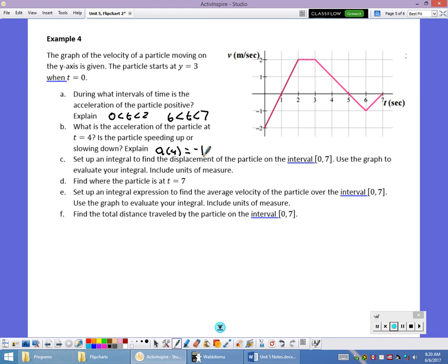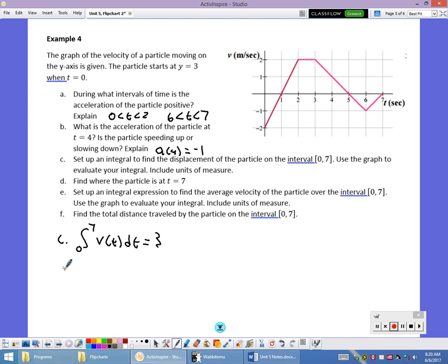The next one, I want to know the displacement of the particle. The displacement, I'm going to set up an integral for right here between 0 and 7. So let me do that down here. For part C, it would be the integral from 0 to 7 of the velocity. And when I evaluated that integral by just using area, I found that to be 3.